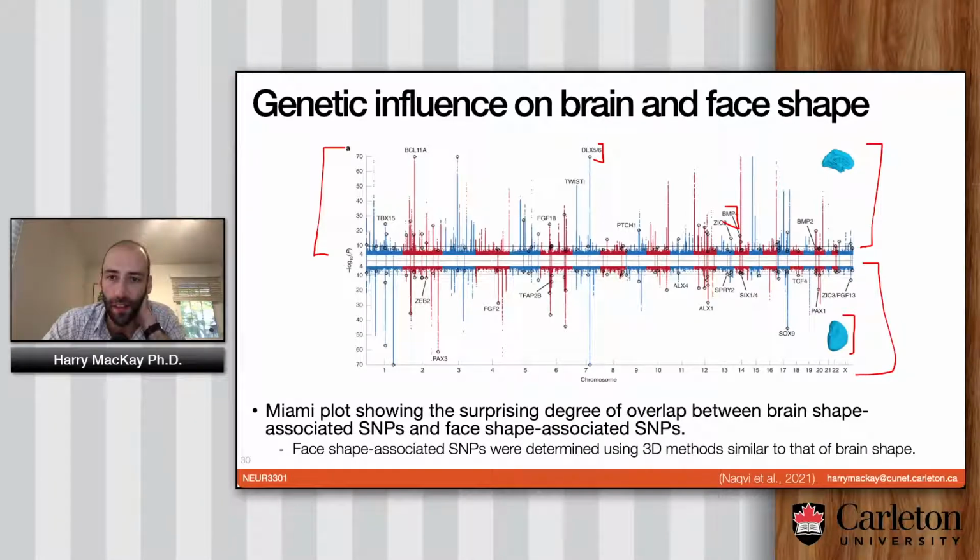So this DLX5/6 SNP that's really associated with brain shape is also strongly associated with face shape. By the way, the face shape was determined using the same kind of 3D methods as the brain shape. So just looking at it, it seems like there's a fair bit of overlap between the genes that affect face shape and the genes that affect brain shape. Isn't that funny?